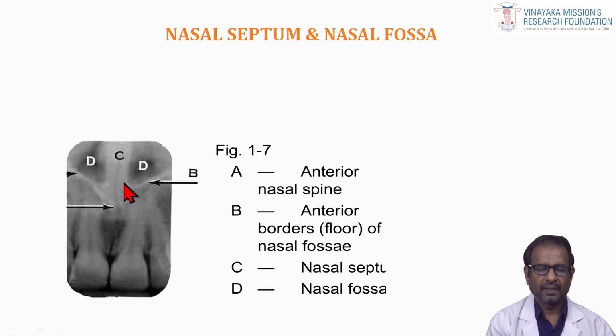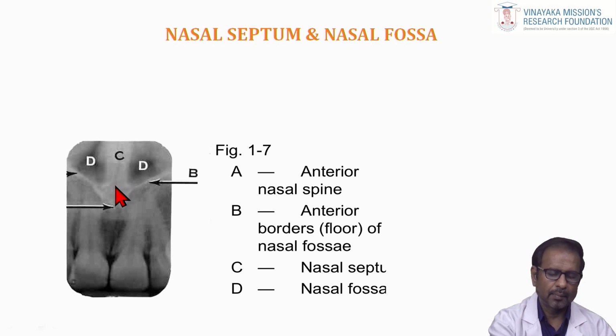The next one is the nasal septum and nasal fossa. Above the anterior nasal spine, there is a radiopaque area marked as C, that is the nasal septum. On either side of the nasal septum, there are two small radiolucent areas marked as D, that is the nasal fossa. So this is the nasal fossa and the center part is the nasal septum.